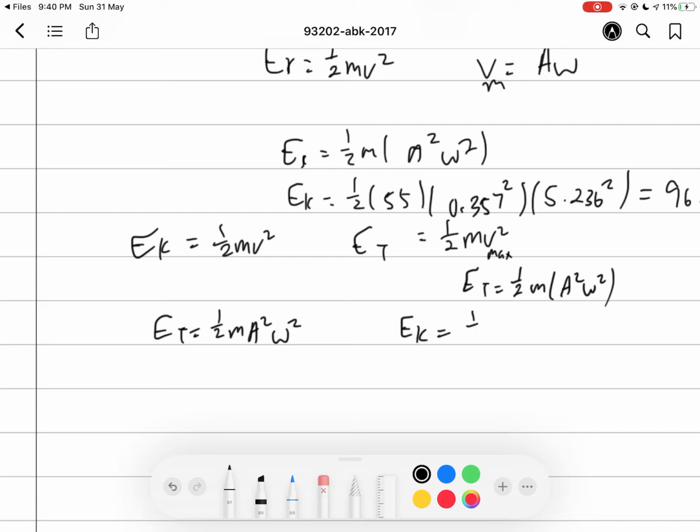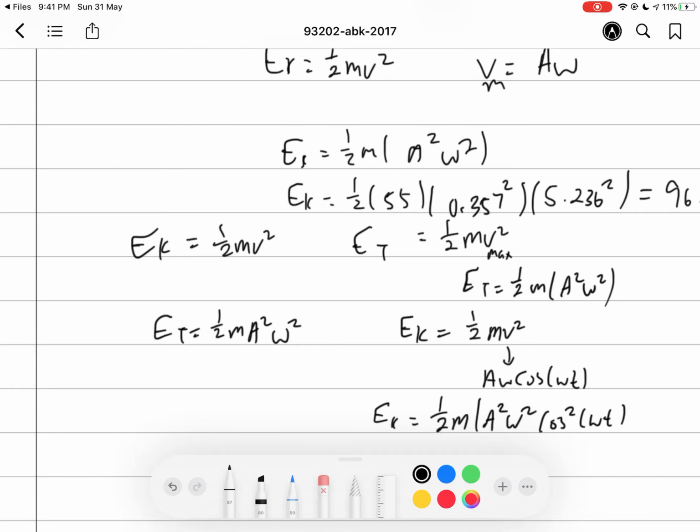We know that our EK at any point is half mv squared, but in this case v would be Aω cos ωt, and this is assuming that we're starting at the equilibrium. If we're starting at the maximum displacement, then it won't be cos ωt, but we're assuming that it starts from the equilibrium. Both ways will give us the same answer at the end, so this is just an assumption. So EK equals half m A squared ω squared cos squared ωt.